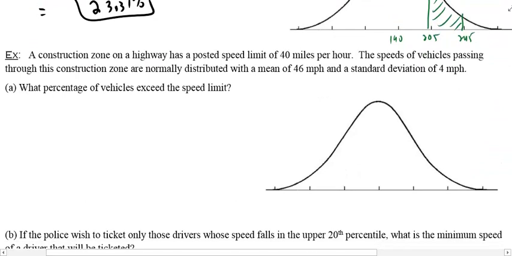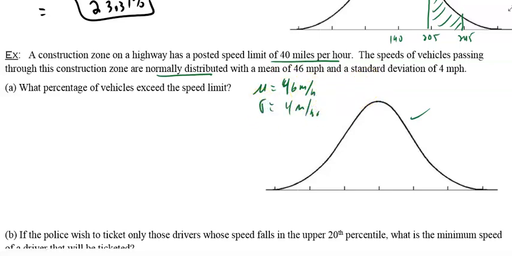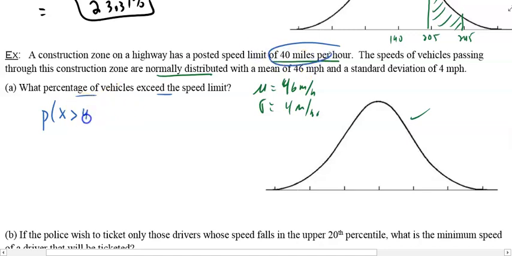How about this problem? A construction zone on a highway has a posted speed limit of 40 miles per hour. So that's the posted speed limit. The speeds of vehicles passing through this construction zone are normally distributed. It fits under a bell shape with a mean. So the mean of these cars driving is 46 miles per hour with a standard deviation of 4 miles per hour. Very good. What percent of vehicles exceed the speed limit? The speed limit is 40 miles per hour.